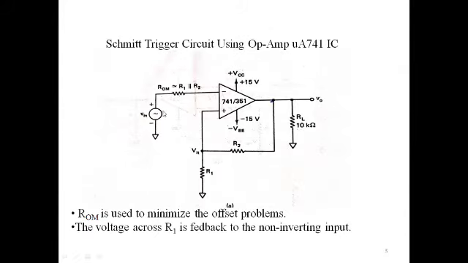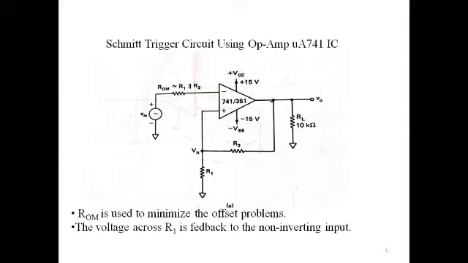Now a series resistance with the input, that is R OM, is also connected to the minus input or inverting input, which has been connected with the input voltage Vin, and this is mainly used to minimize the offset problems. If you are having any offset problems, then the R OM resistor, which has been connected in series with the input voltage, is going to minimize the offset problems.